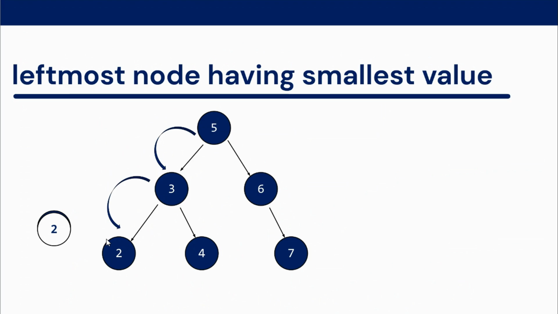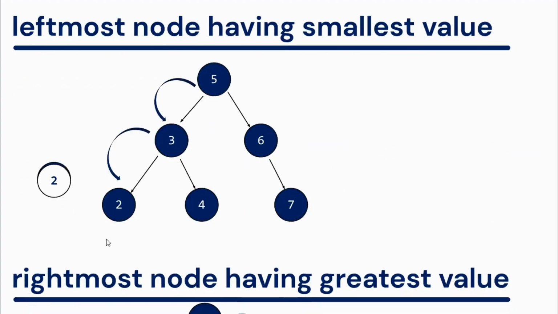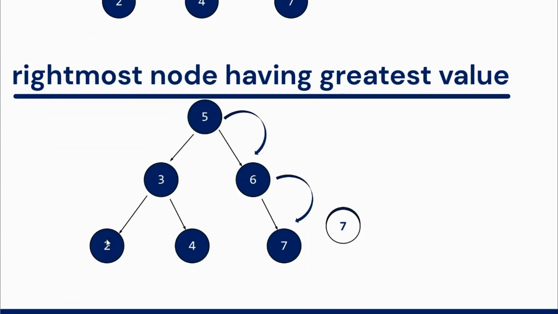Now find the rightmost node having the greatest value. To find the node with the greatest value, start at the root node and continuously move to the right child until you reach a node with no right child. So start with node 5, then move to 6. From node 6 move right again to 7. Node 7 has no right child, so it is the rightmost node. So you can say the greatest value in the tree is found at node 7.